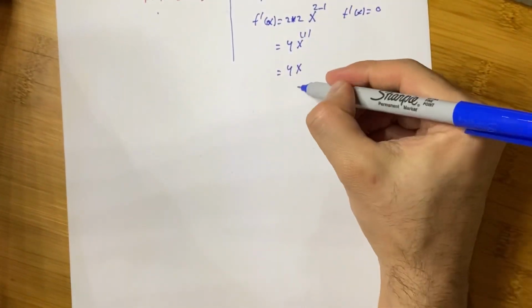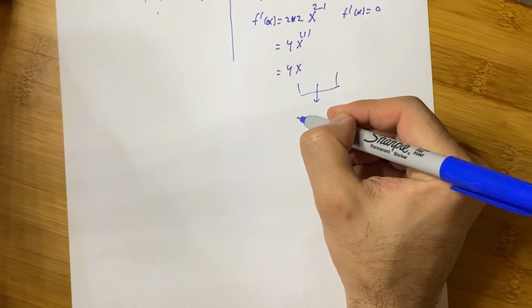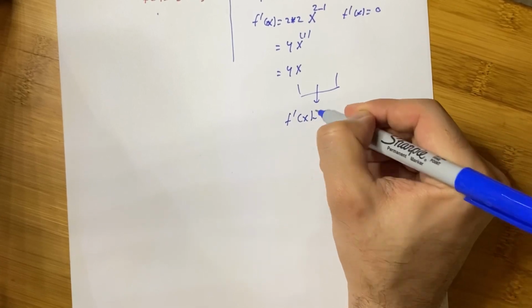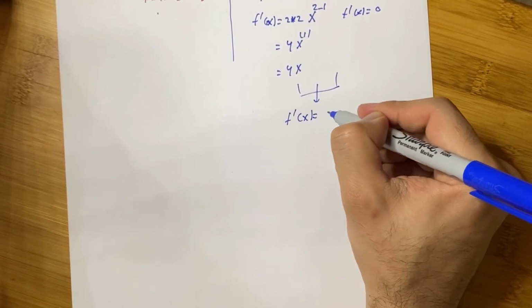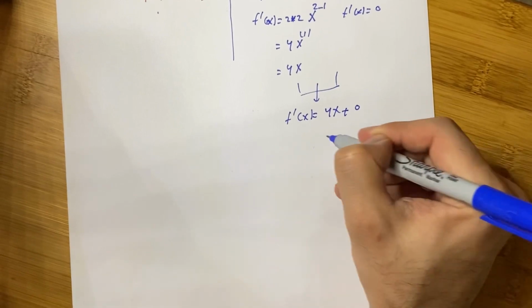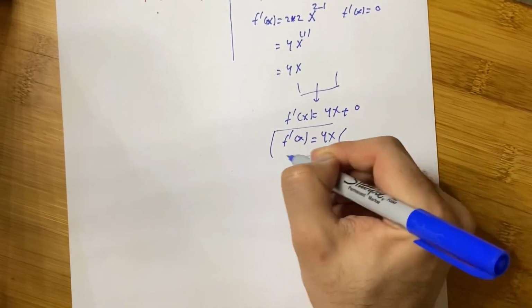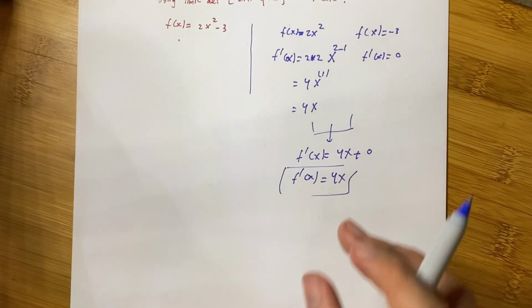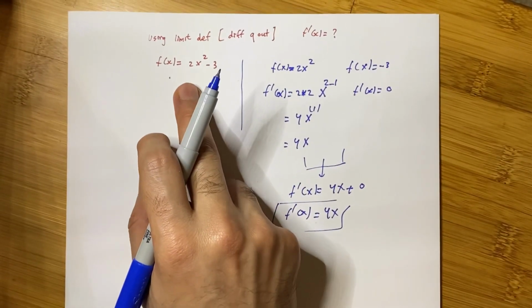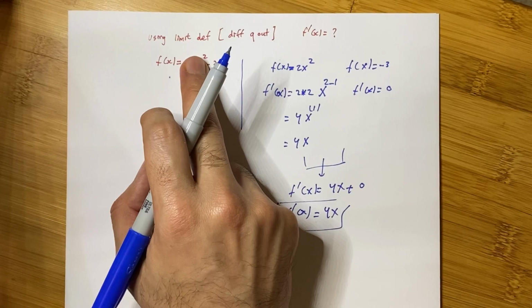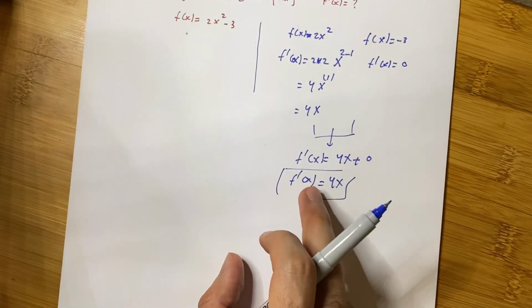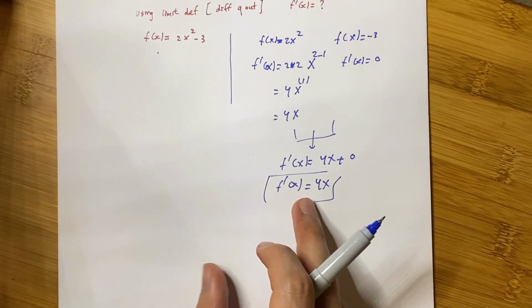So this whole term will be 4x plus 0, which is 4x. So what we know now is that when we use the limit definition of the derivative, the answer should be 4x.